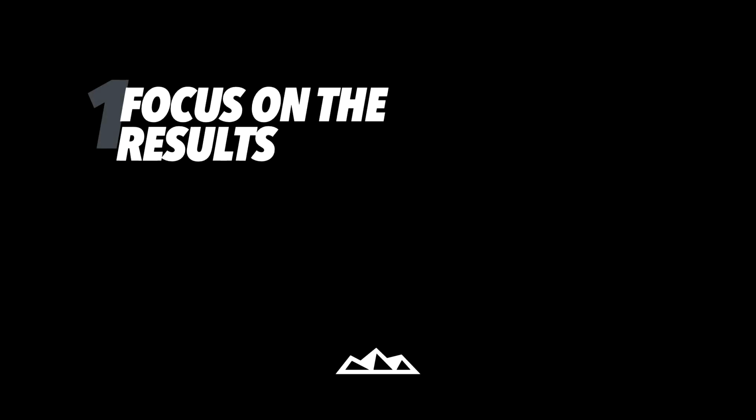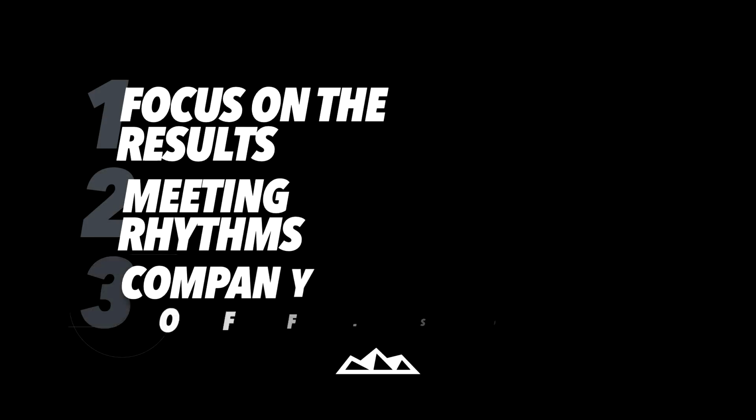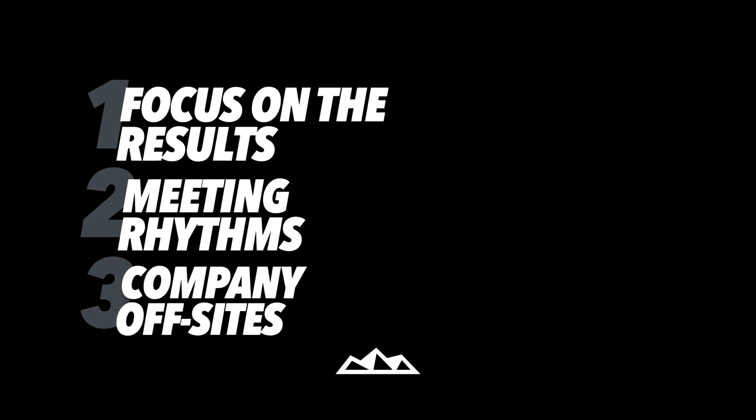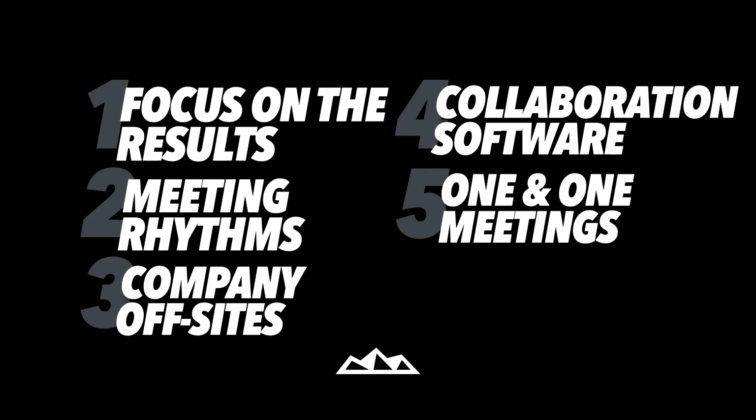So just to recap, 1, make sure that you focus on results. 2, ensure that you set up a meeting rhythm. 3, spend the time to go off-site with the team. 4, invest in software so that you have the tools to collaborate and connect. And then finally, one-on-one meetings with your key people.